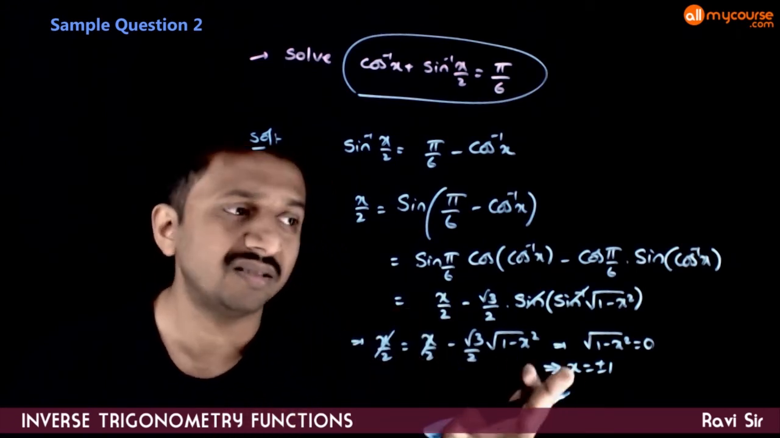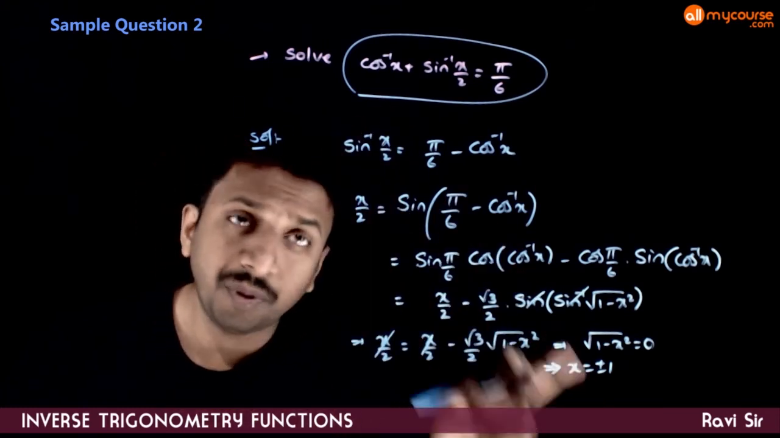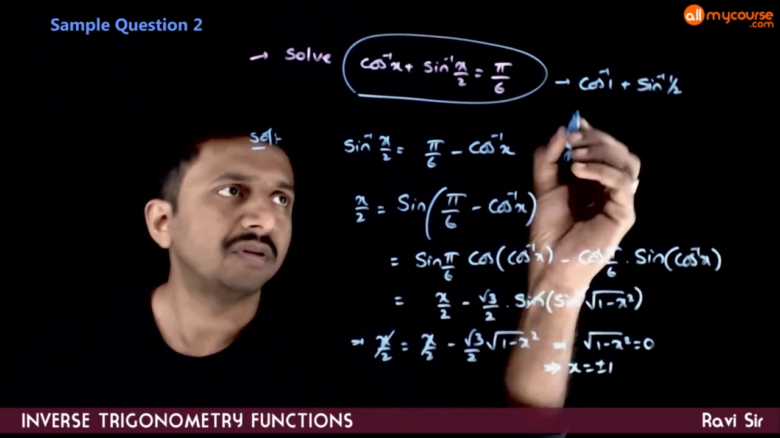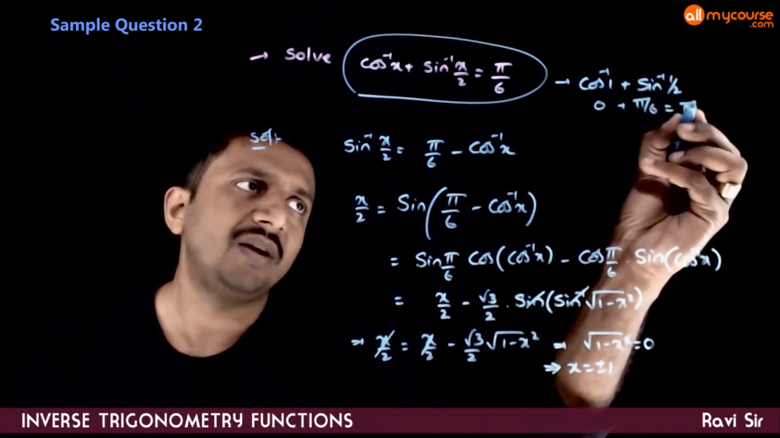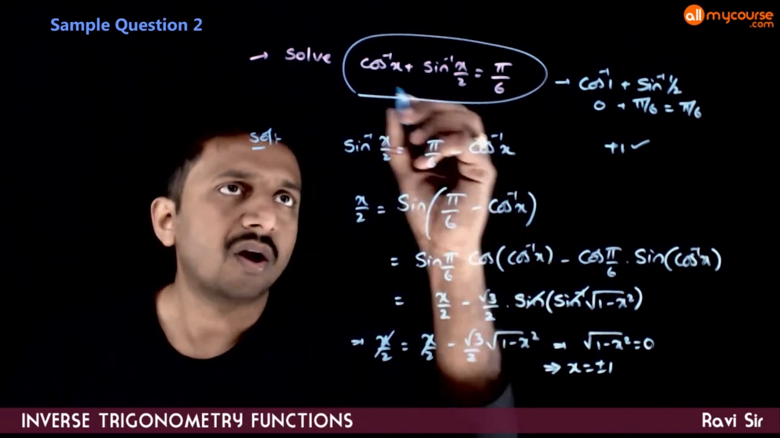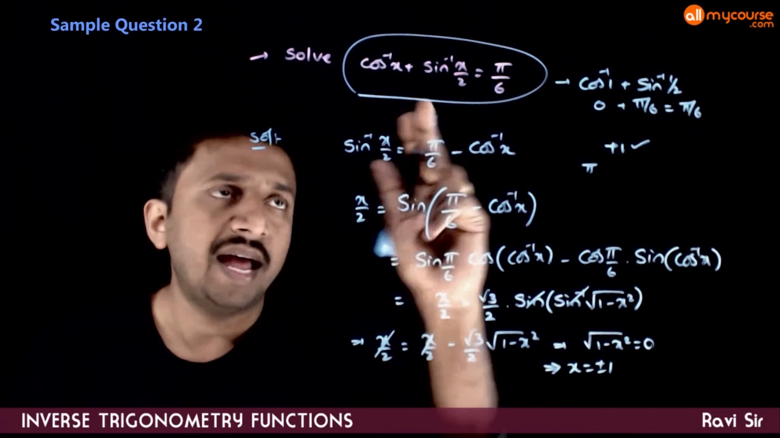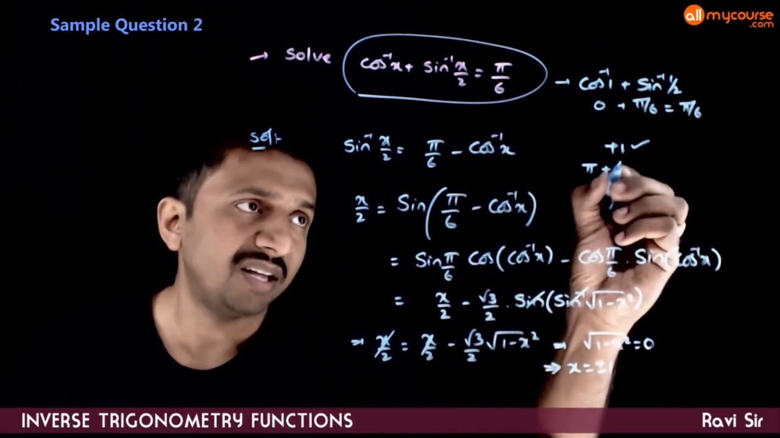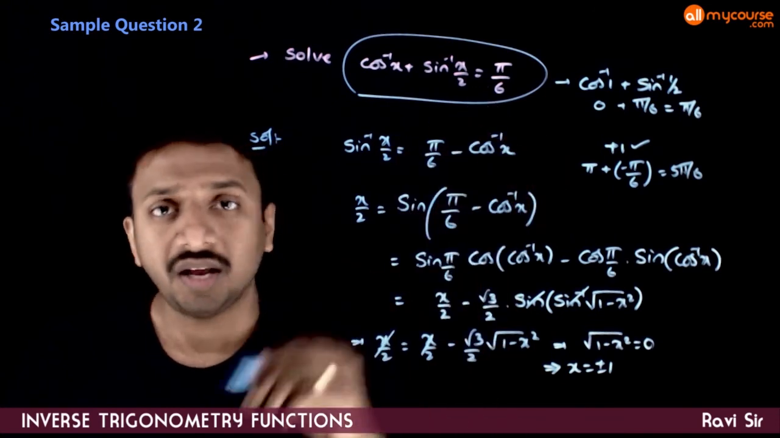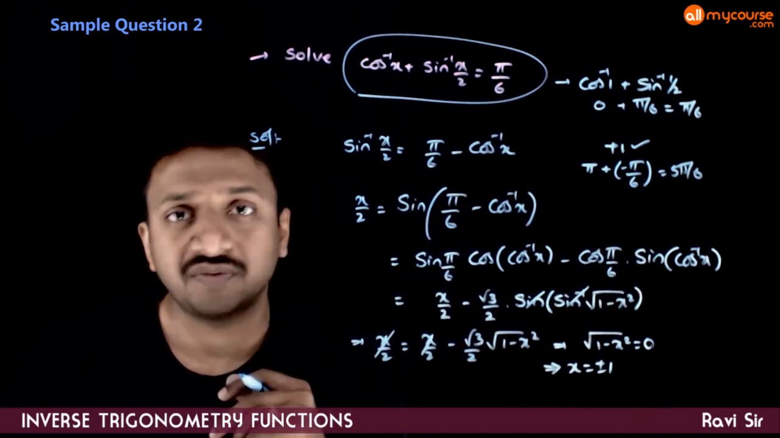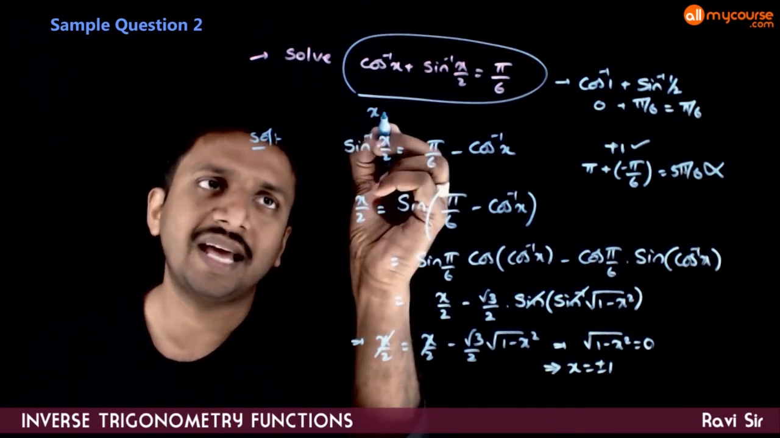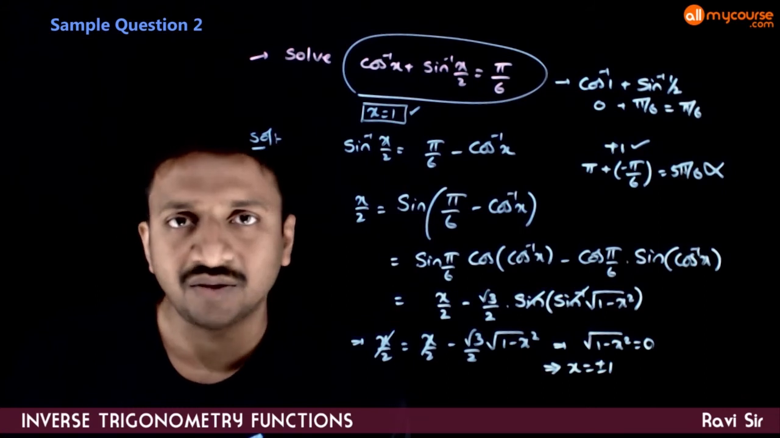So let us see whether the solution satisfies the equation or not. If you put x is equal to 1, you get cos inverse 1 plus sine inverse of 1 by 2. This is 0, this is pi by 6, which is equal to pi by 6. So plus 1 is okay. If you put x is equal to minus 1, cos inverse of minus 1 is pi, and sine inverse of minus half is minus pi by 6. So pi minus pi by 6 is 5 pi by 6, not equal to pi by 6. Hence, minus 1 is not satisfying this equation. So you need to discard this minus 1 solution. So the solution for this is just x is equal to 1. This is the answer to this question.